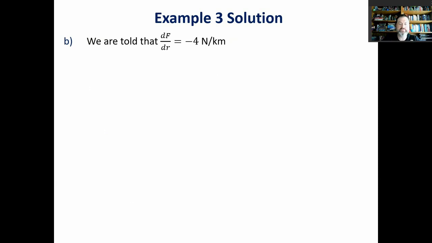So for part B, we're told that this object that's 30,000 kilometers above the Earth is decreasing at a rate of negative 4 newtons per kilometer. Right? So for every extra kilometer it moves away, the force that the Earth exerts on it is 4 newtons less. We don't need to know the mass of the Earth. We don't need to know the mass of the object. We don't need to know the gravitational constant, because we're going to actually solve that stuff without knowing those numbers. So watch how this works.